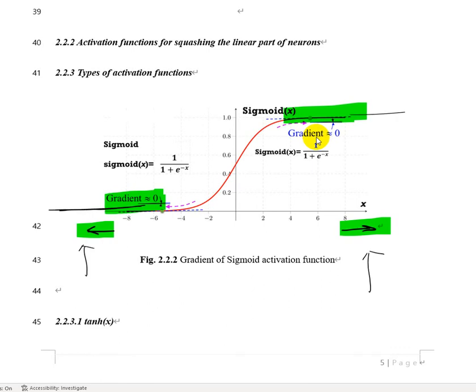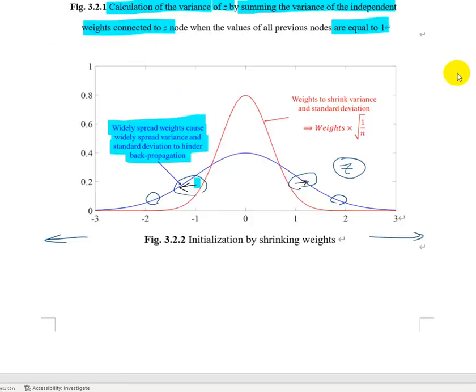You're going to have vanishing gradient. This is what happens to your backpropagation, which means that your training to revise your weights and biases is very hindered. So we need to do something to decrease this widely spread distribution of the neural values back to the original, if you can, like this.